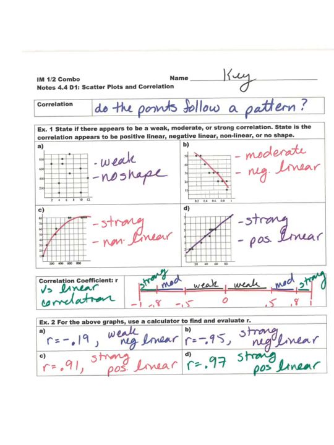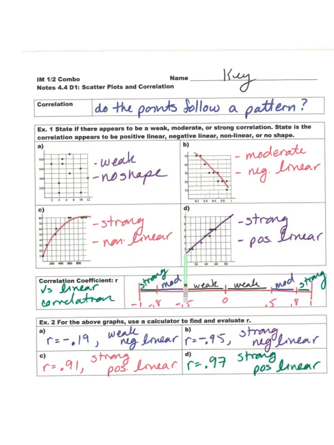C kind of confuses people because a lot of people say it's kind of weak to moderate unless you realize it's a curve. If I actually draw a curve in here, in this case it looks like maybe half of a parabola, those points really get close to that curve. So this is actually a strong correlation. It just happens to be nonlinear.